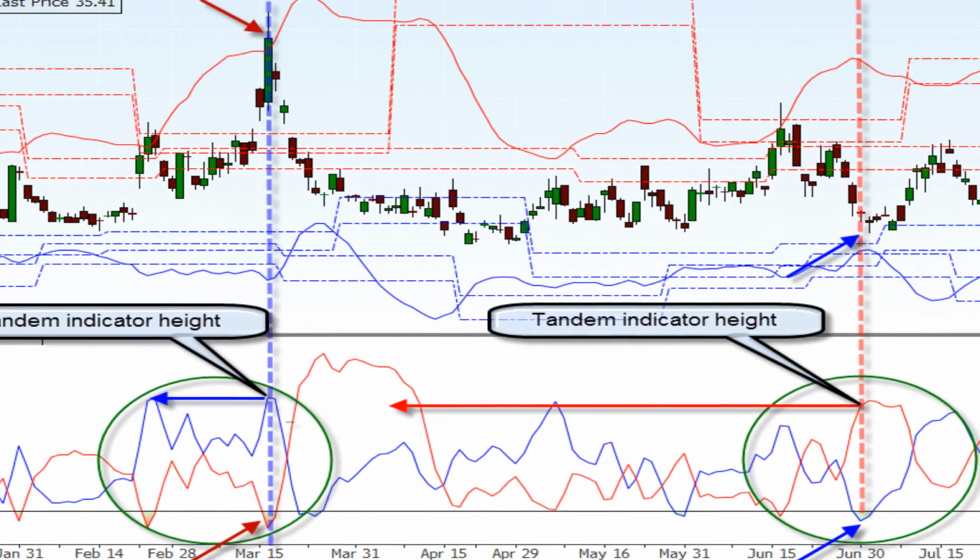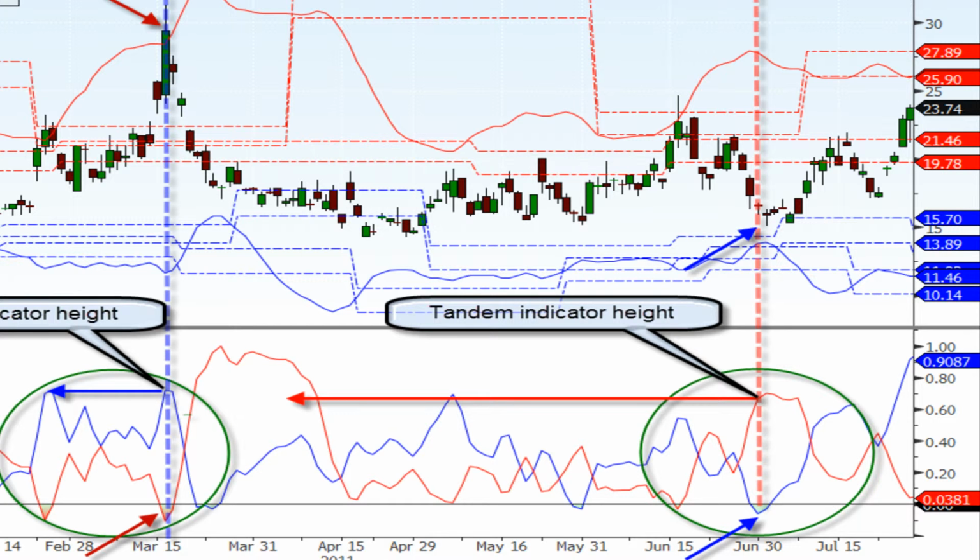Looking at the example on the right, we have the exact opposite condition, where we have price at a relative low, prices approaching quickly projected support and resistance, as well as a rising in-band.